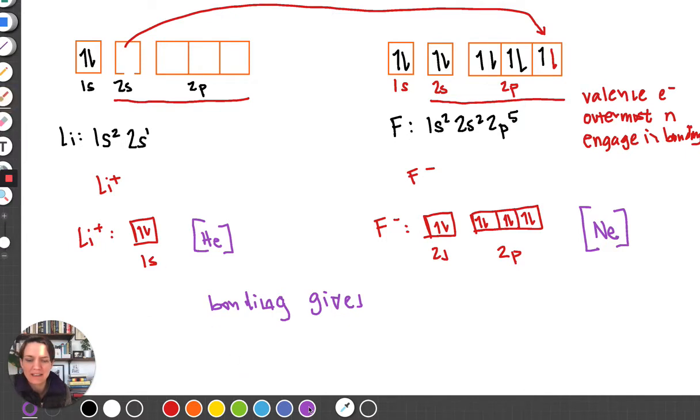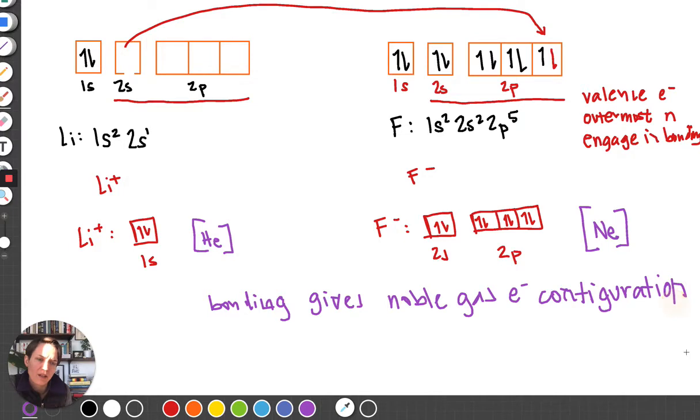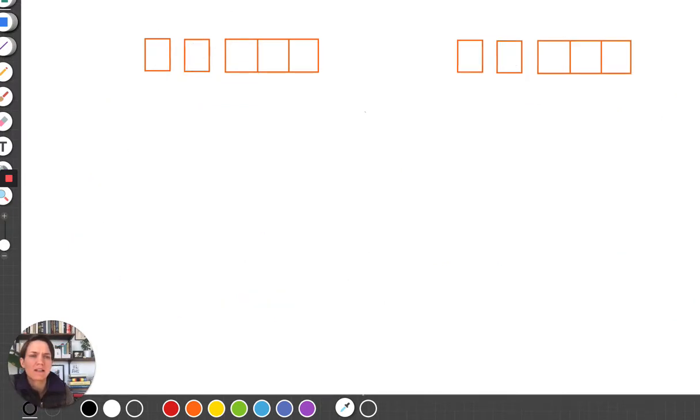So bonding gives noble gas electron configuration. Okay, so this was an example of ionic bonding achieving that.